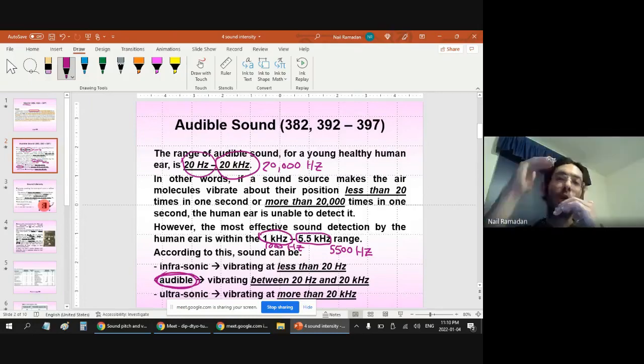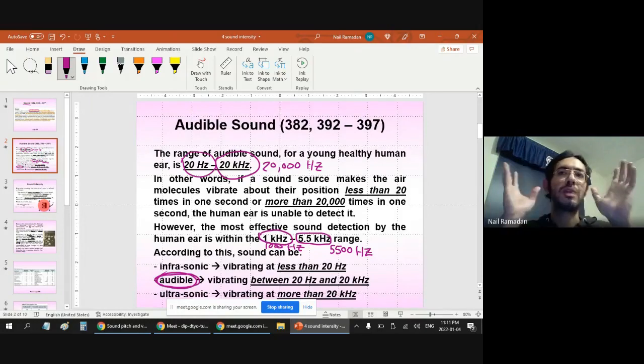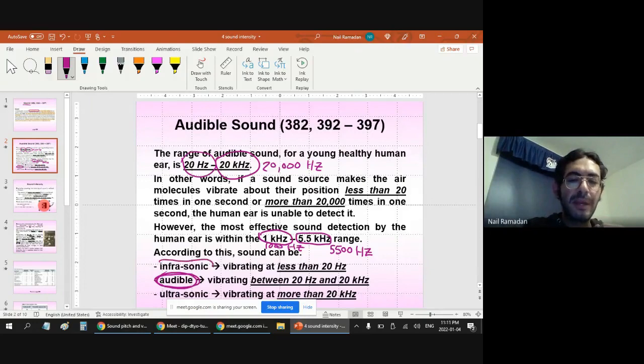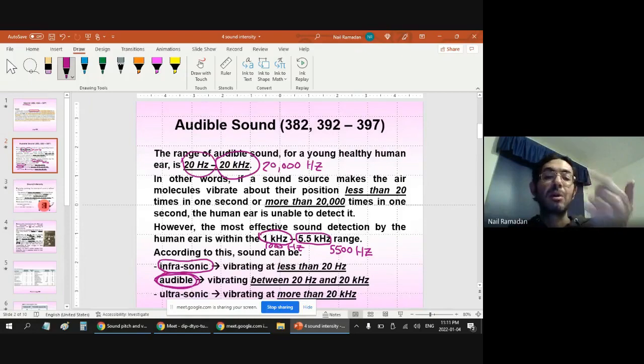Anything vibrating lower than that, so anything lower than 20 hertz, all the way down to zero, so no vibration whatsoever, like absolutely no shaking of the air particles, which honestly means no sound. Like I'm standing there in silence, I am not producing any energy to the air. That's called what? That's called infra. Remember, infra in Latin means below. That's why some people call it subsonic. Sub means below, like sub-zero temperature means below zero temperature.